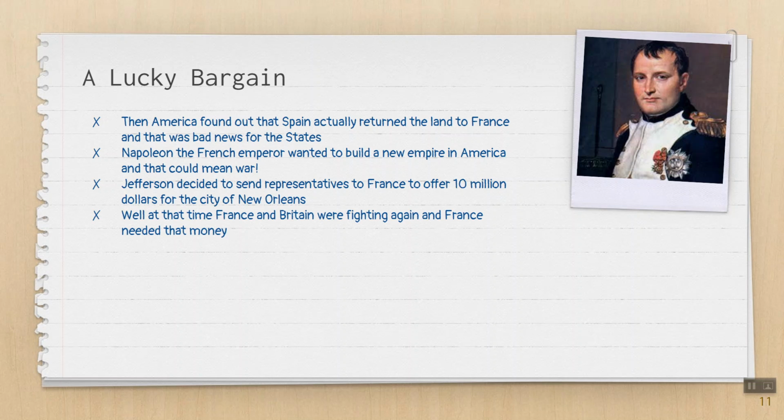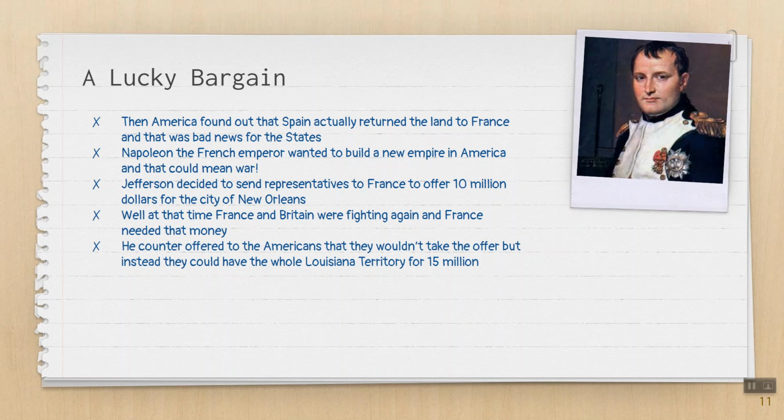At the same time, France and Britain were fighting again. So Napoleon was at war with Great Britain, and they needed money. And so he actually gave a counter offer to the Americans. He said, no, I'm not going to take your deal of $10 million for New Orleans. I'm not interested in that. But if you want to buy the entire Louisiana territory and New Orleans, you have to pay me $15 million. So it was $5 million more than the original offer, but they were going to get the entire Louisiana territory. And the Americans accepted this right away, and this is now called the Louisiana Purchase.